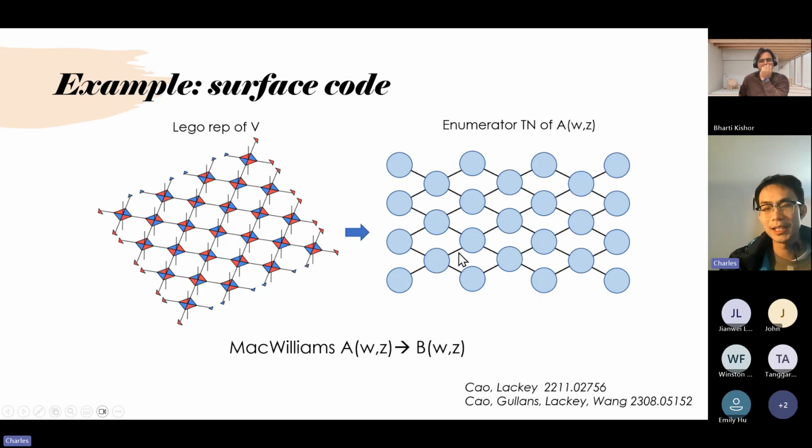And after that, you get a tensor network, except the tensor components are not complex numbers; they're polynomials. And then you just construct this tensor network, and after that, you can get the A-type enumerator of the surface code, and that's how we scale it up to around 200-300 qubits. And after that, you can always do the MacWilliams transform to get the B-type. Okay.